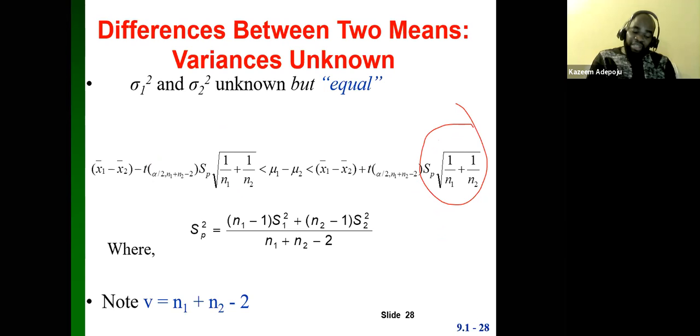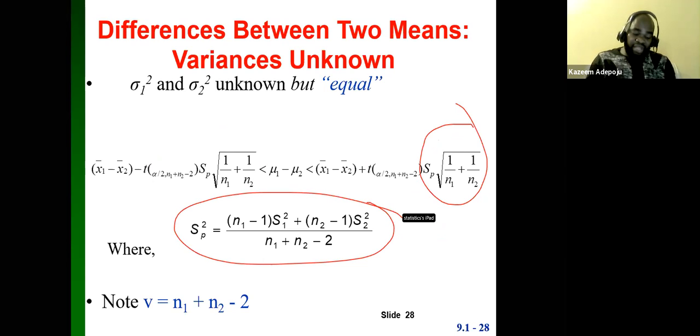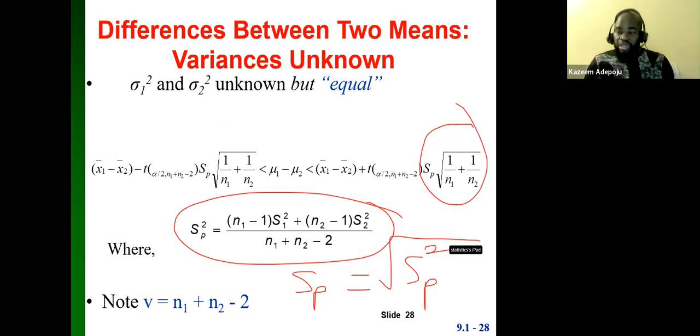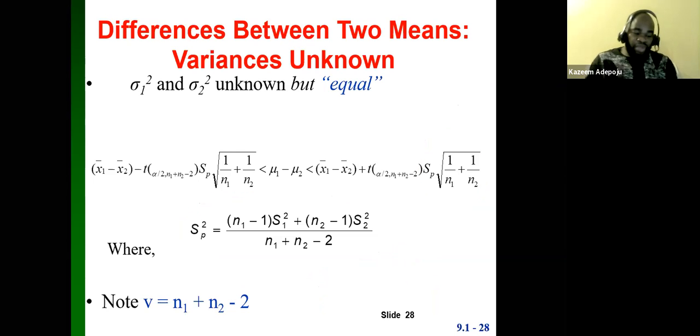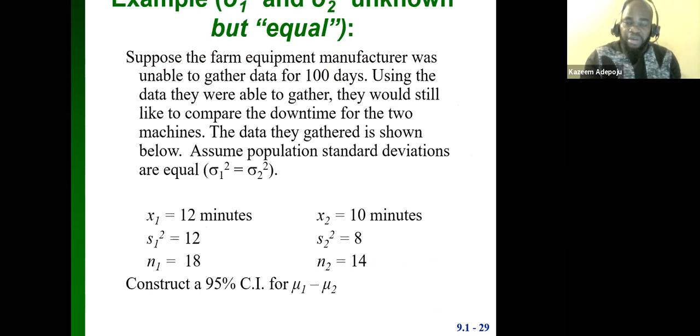This is the formula that you're going to use to get your pooled variance. And of course, the Sp is going to be the square root of the pooled variance that you obtain. Okay. Now, having known that, let us now have an example.